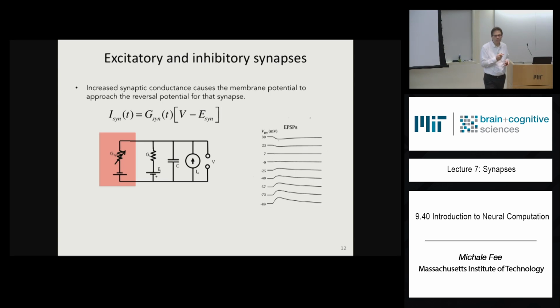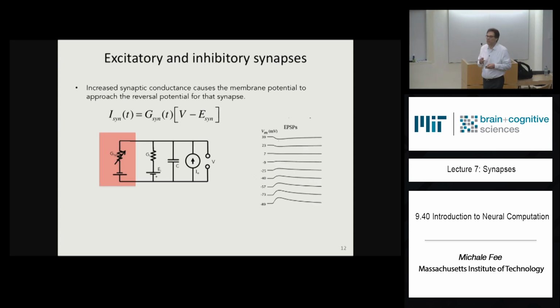So activating the synapse would increase the conductance? It increases the conductance. Current flows into the cell, and it flows in a direction so that the voltage approaches the equilibrium potential.